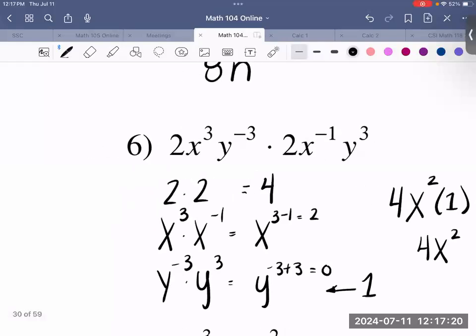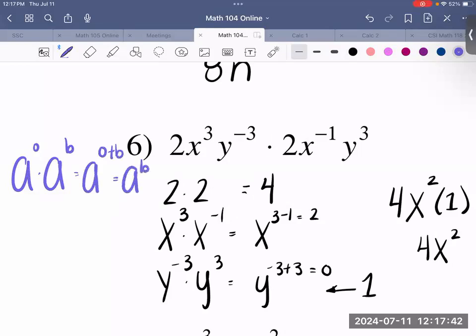Now, the idea behind that is that if you have a to the 0 times a to the b, when we go to add the exponents, we have 0 plus b, which means a to the b. So the only way that would be possible is if your value here is just 1. So 1 times a to the b.